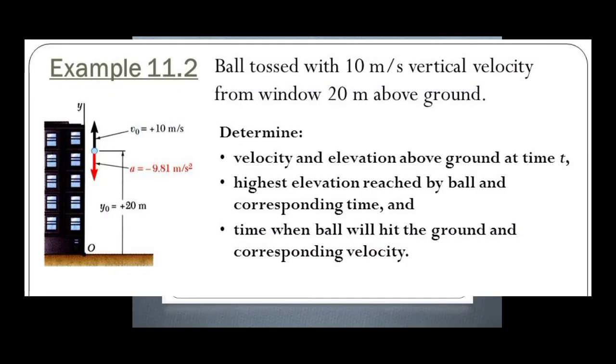So I have here an example problem. The ball is tossed with 10 meter per second vertical velocity from a window 20 meter above ground. We need to determine the following. First, velocity and elevation above ground at time t. Second, the highest elevation reached by the ball and corresponding time. And third, the time when the ball will hit the ground and corresponding velocity. So first, the velocity and elevation above ground at time t.